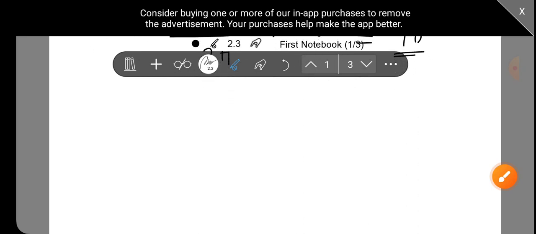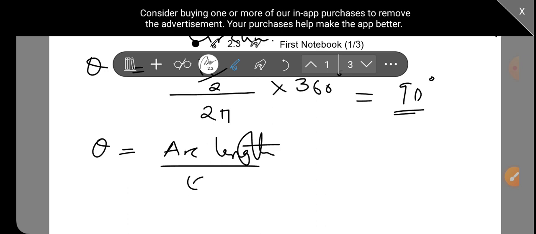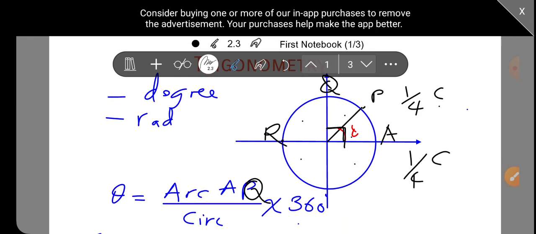So first of all you go back to the formula, whereby theta is equal to arc length over circumference. Now, what's the arc length? To find the arc length we use these quadrants. This one is 1 over 4, this one is 2 over 4, this one is 3 over 4, and this one is 4 over 4. You see, it's just like that.